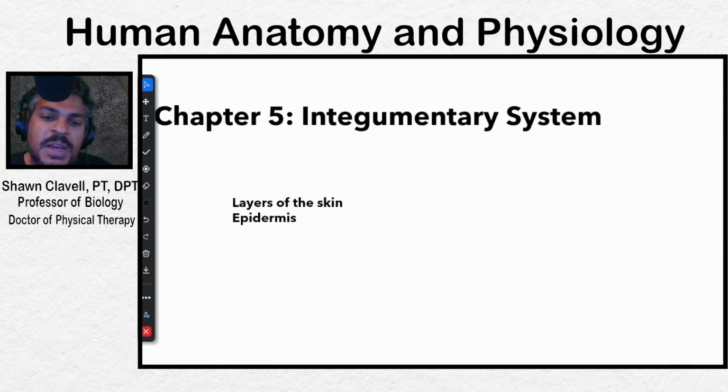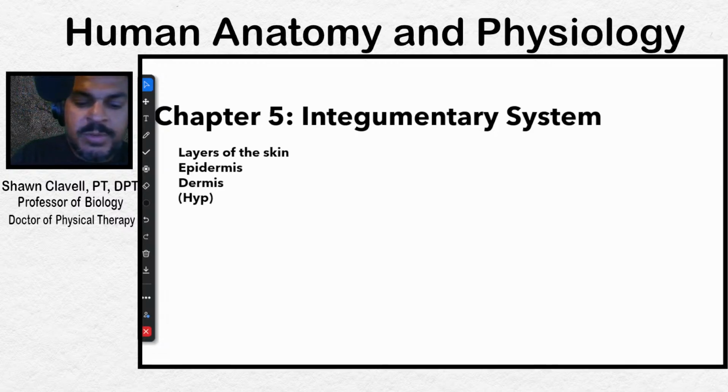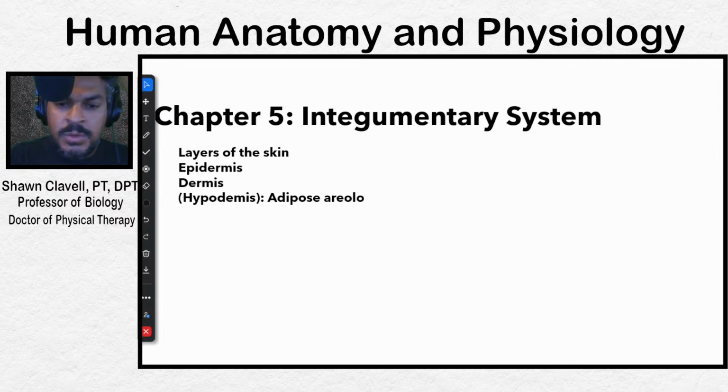So chapter 5, and I'm going to blurt it out as we go here. First and foremost is really just the layers of the skin. We can see we're starting on the layers of the skin right now, right? The major layers are the epidermis, the dermis, and then I'll put this in parentheses, the hypodermis, because it doesn't really count as part of the integument, but we should know that it's made up of adipose and areolar connective tissue.